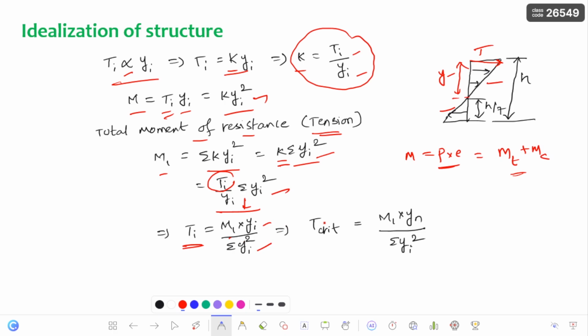Now if I write this equation for the critical bolt, T critical is nothing but M1 into Yn by summation of Yi square. Yn is the distance of that critical bolt from the neutral axis to the centroid of that particular bolt. And if you observe carefully, what is the critical bolt going to be? The critical bolt is the one at the utmost periphery of the top bolts. That means the bolt which is at maximum distance from the neutral axis is going to suffer more tension.